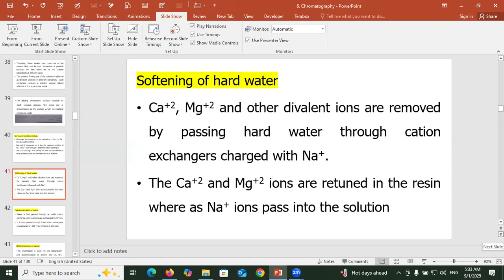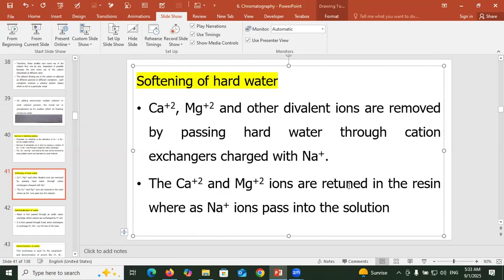Softening of hard water. Calcium, magnesium and other divalent ions are removed by passing hard water through a cation exchanger charged with sodium. The calcium and magnesium ions are retained in the resin, whereas sodium ions pass into the solution.